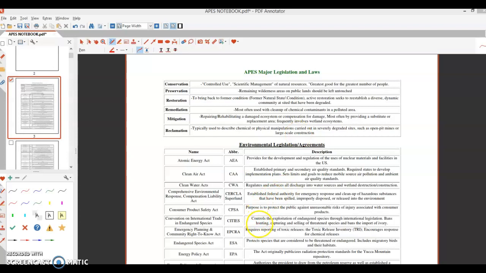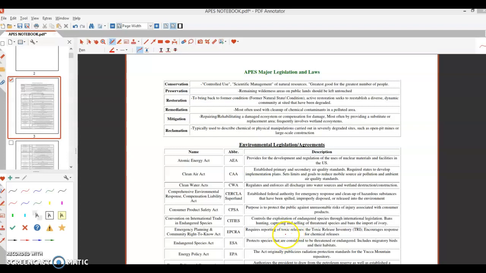On page 3 and 4 in your binder, there is a very long list of major legislation and laws, which is what I have up on my screen right here. Now, you do not have to know every single one of these. There is a specific list of them that you will need to know for the AP test, and I'm going to go through those with you. We're going to highlight them, and I'm going to talk a little bit about them and add some notes to the side.